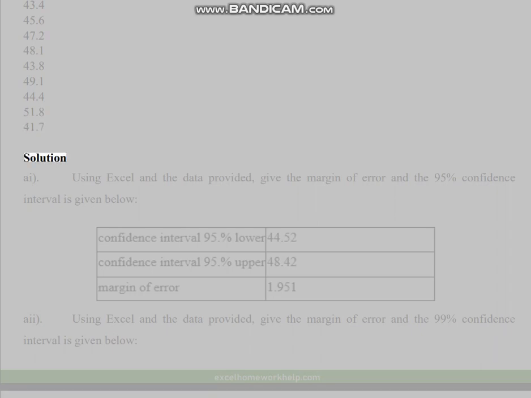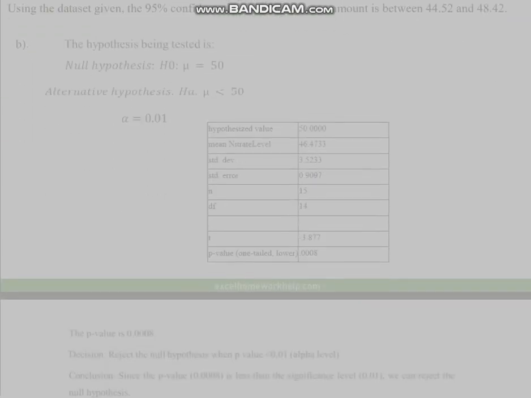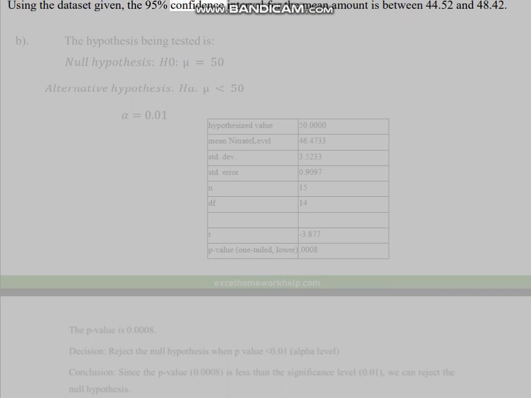Solution. A. Using Excel and the data provided, give the margin of error and the 95% confidence interval, given below. Using Excel and the data provided, give the margin of error and the 99% confidence interval, given below. Using the dataset given, the 95% confidence interval for the mean amount is between 44.52 and 48.42.